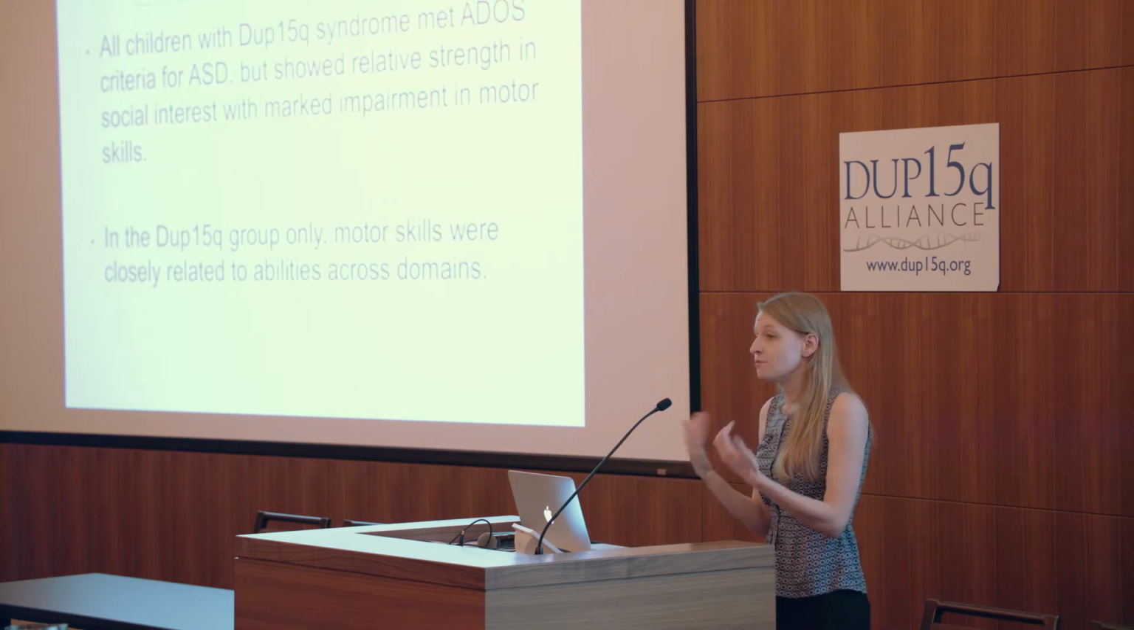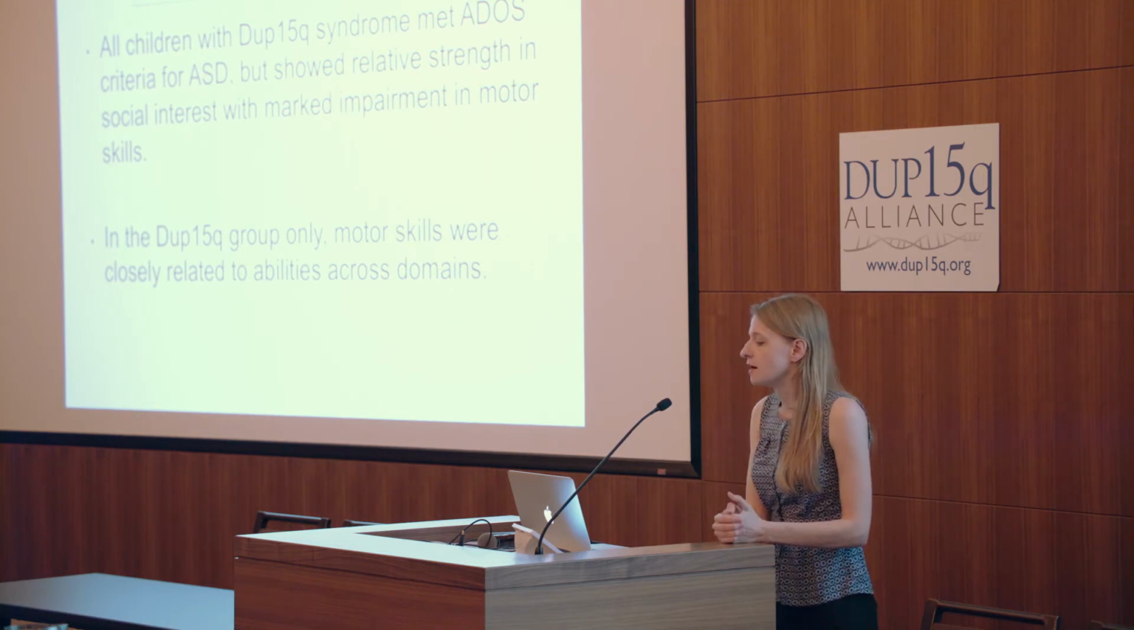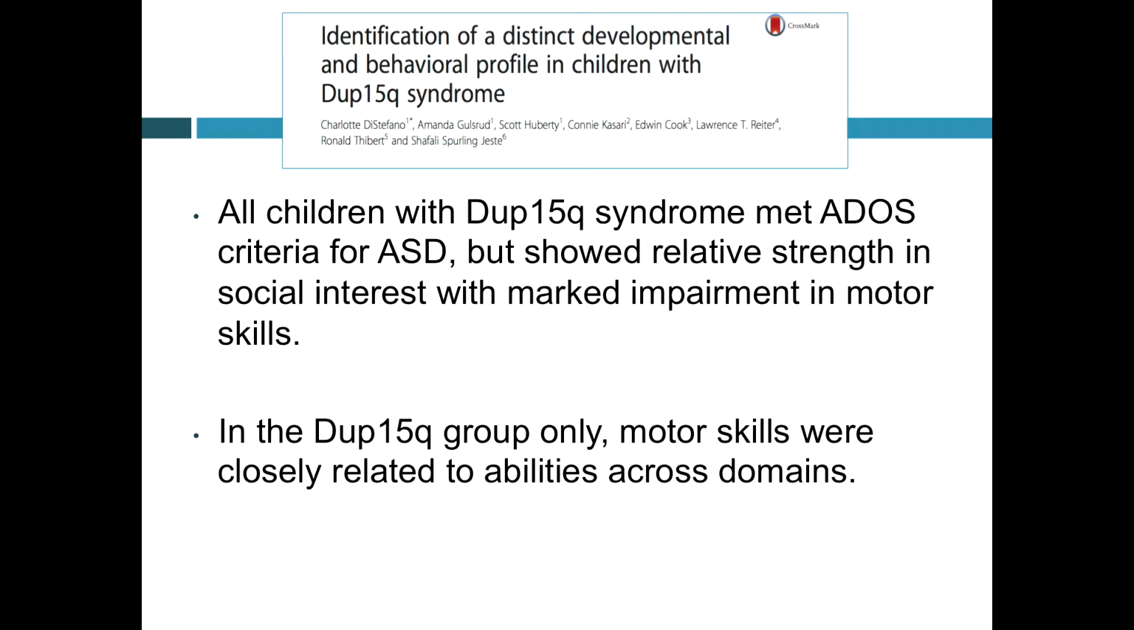So that was sort of my first foray into studying kids with Duke 15Q syndrome. And as I said, I was really struck by the fact that even though all of our participants met the ADOS criteria for ASD, it seemed like there were some qualitative differences, which we were able to quantify a little bit. And they showed us that they had some relative strength in social interest and social motivation. They had marked impairment in motor skills and this relationship between motor skills and skills across other domains. So obviously, Rajutha went much more into that.